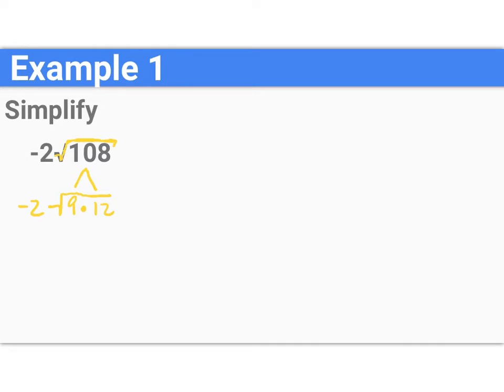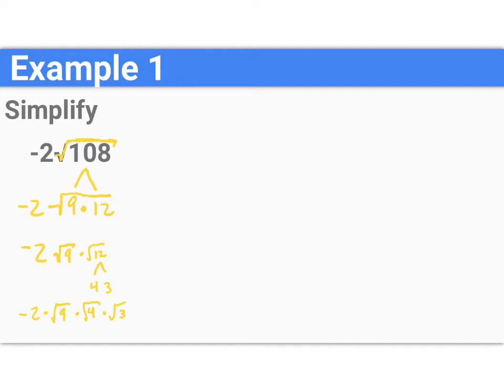So we leave the negative 2 on the outside, and you're going to break this down into factors. You can always break the square root down into the square root of 9 times the square root of 12. Now 12 breaks down into 4 and 3. So now we have negative 2 times the square root of 9 times the square root of 4 times the square root of 3. Wow, 108 could have been 36 times 3. And then think about that.